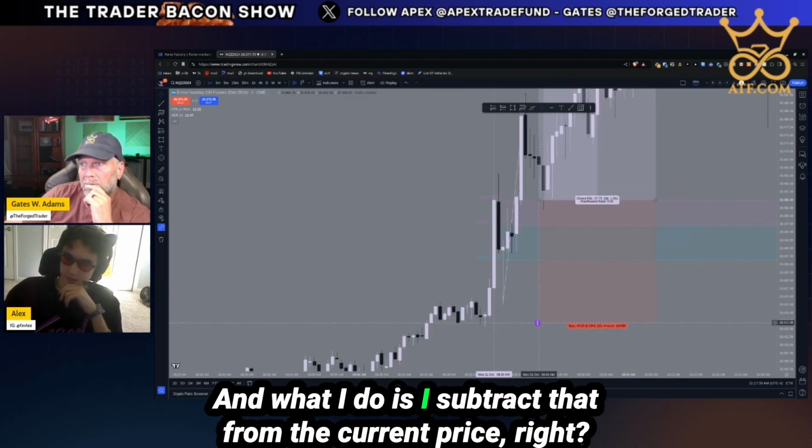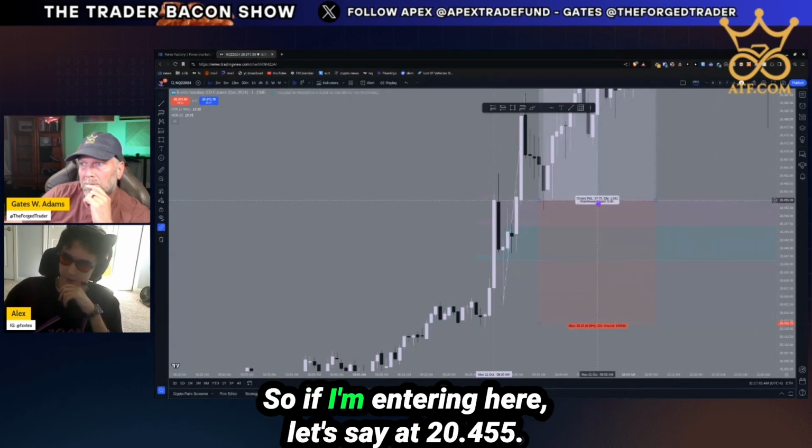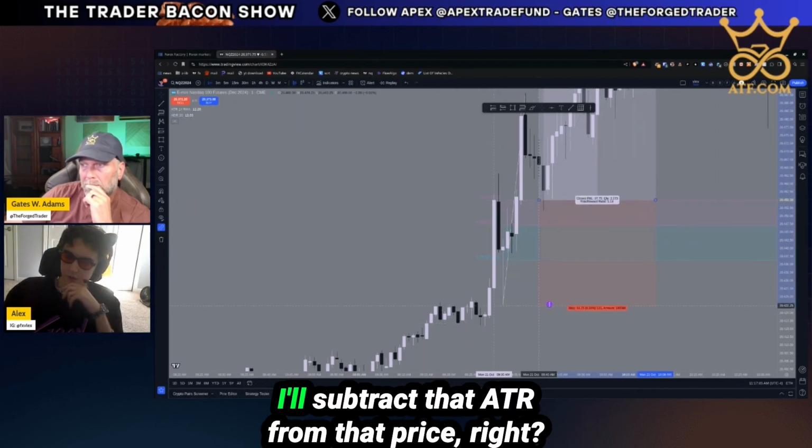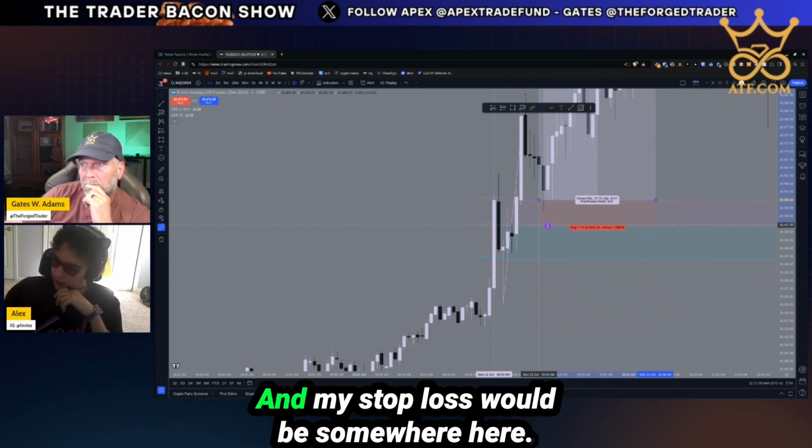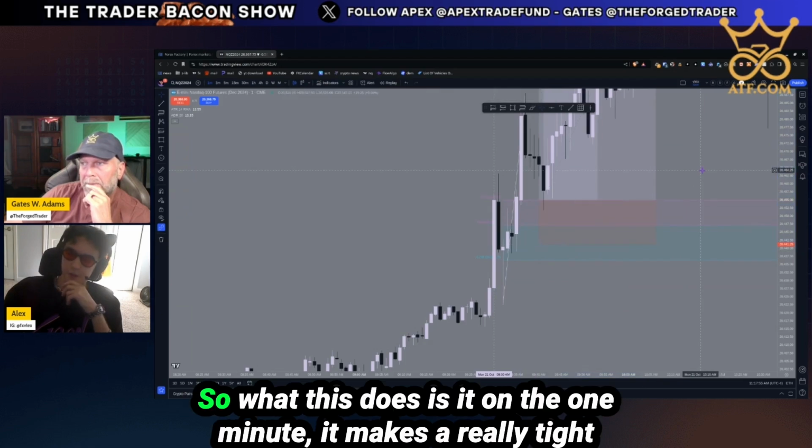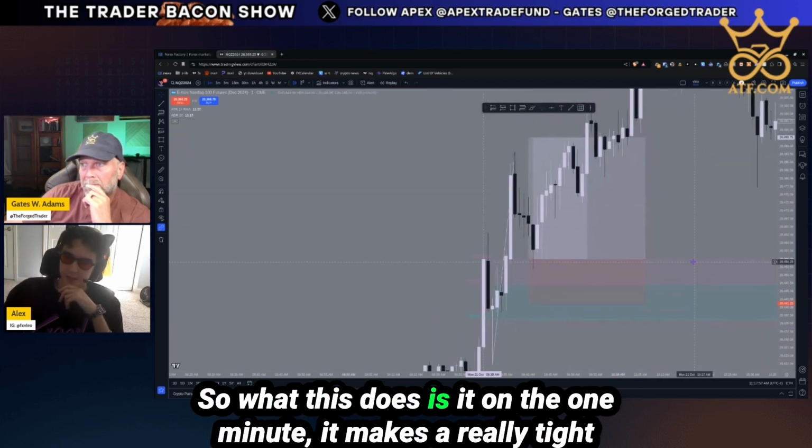And what I do is I subtract that from the current price, right? So if I'm entering here, let's say at 24.55, I'll subtract that ATR from that price, right? And my stop loss would be somewhere here. Okay. So what this does is on the 1 minute, it makes a really tight stop loss if you think about it.